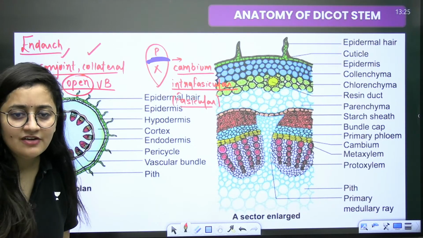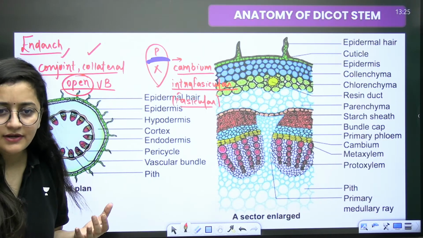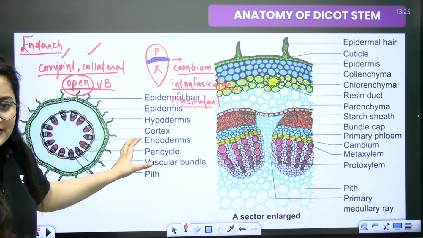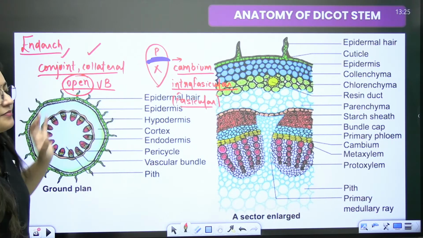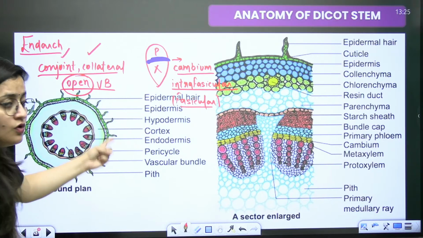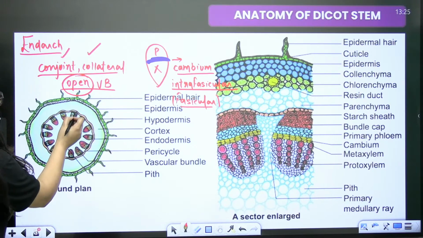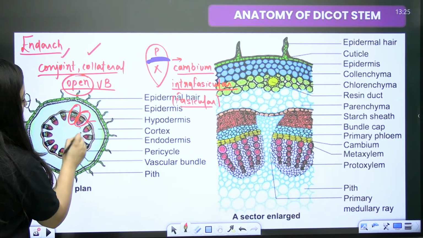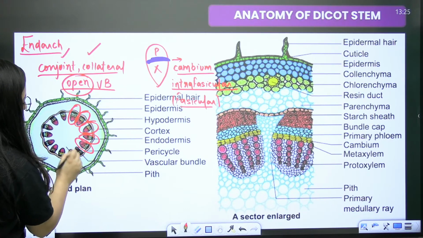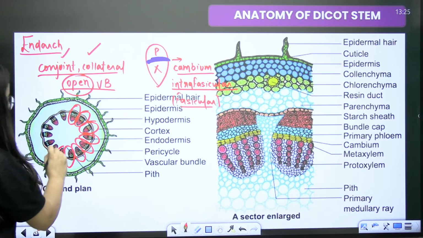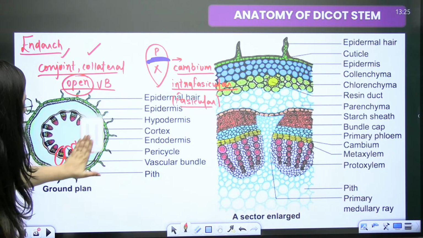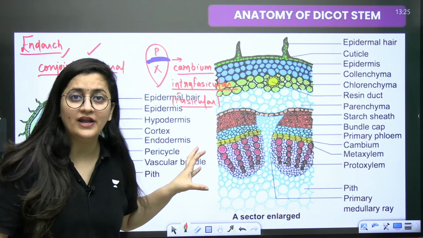Yes, so it is intrafascicular cambium, also known as fascicular cambium, and here you can see this type of vascular bundles. Now when you look at the section of the stem, you can see that these vascular bundles are arranged in the form of a ring. Just look at this diagram and explain these points.